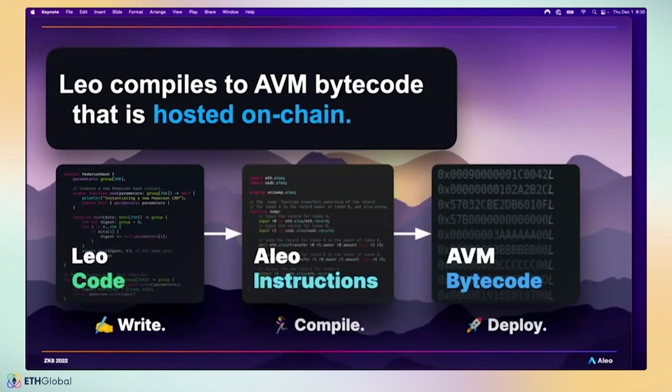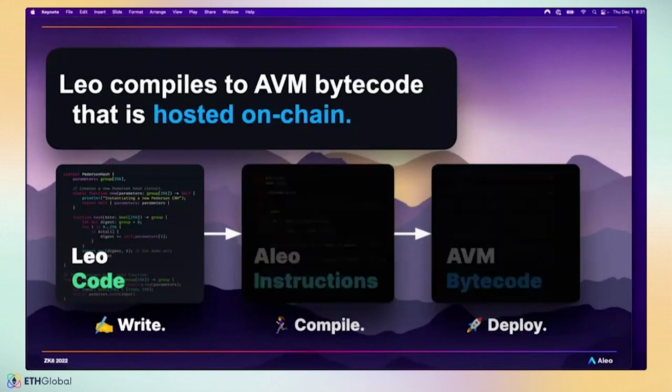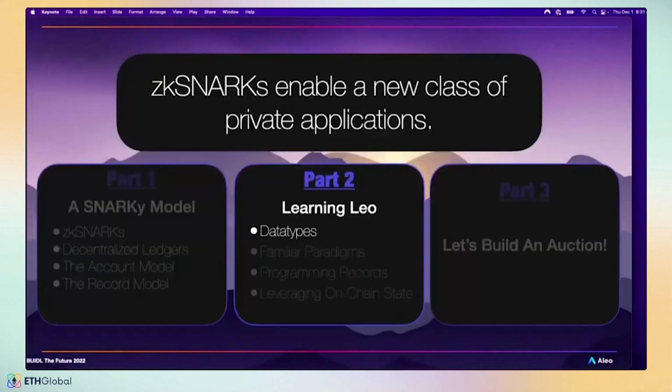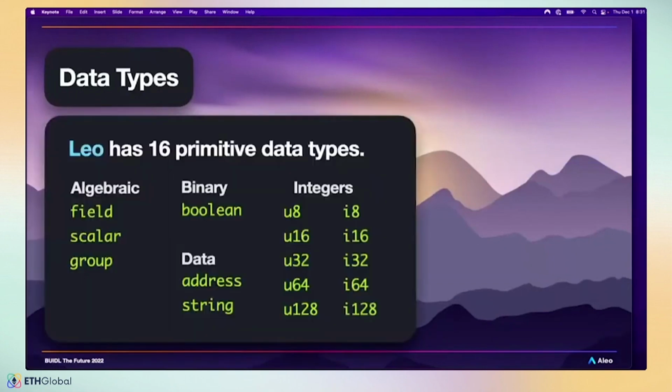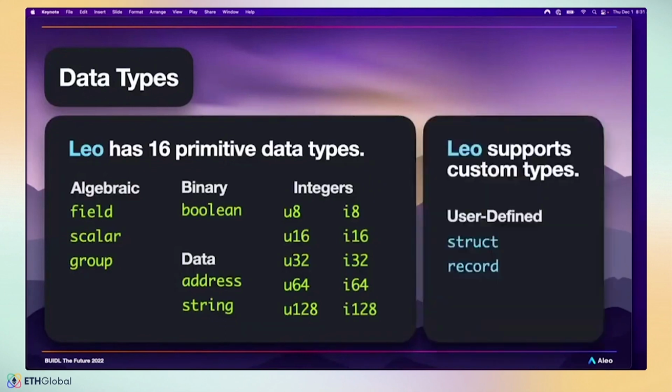Now, the details of Aleo instructions, AVM bytecode, and the Aleo Virtual Machine are actually really cool. We have some developer resources for that, but for the purposes of this workshop, we're only going to focus on Leo code. And with that, let's dive a little bit into the language. Leo, like all programming languages, provides some data types for users. It has 16 primitive data types and also allows users to define their own composite data types.